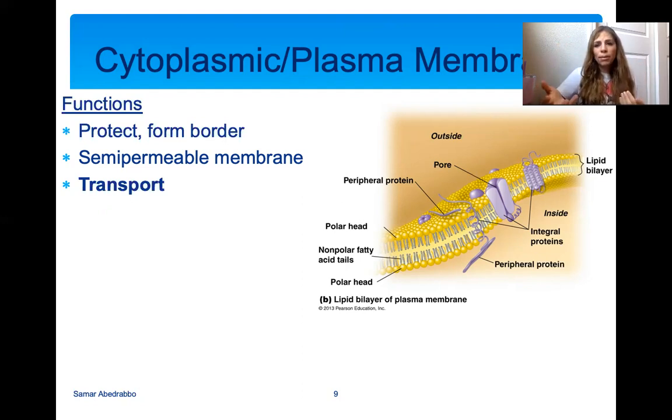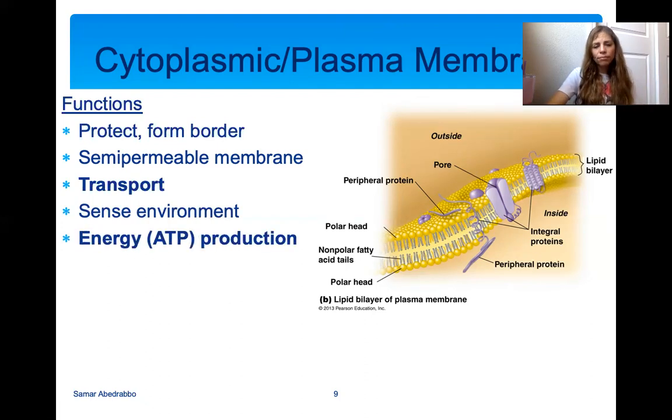So the plasma membrane is important for transport across the cell. And then it's important to sense the environment. So bacteria use their plasma membrane to sense whether they should go towards an environment or get away from it, like your immune cells, which are trying to kill it. And then also the plasma membrane is important for making energy for cells, or making ATP. In cells, the energy molecule is called ATP, and you'll learn about it later.